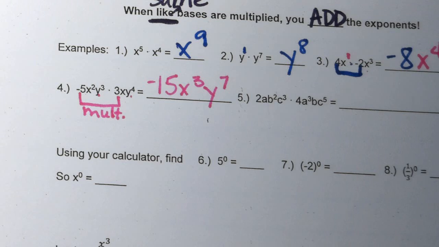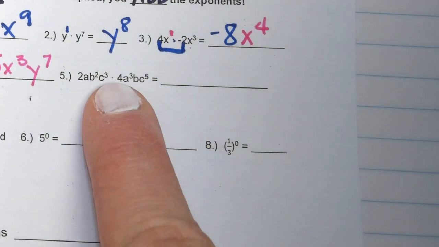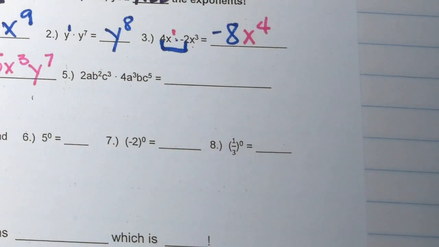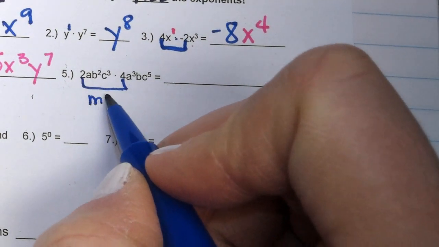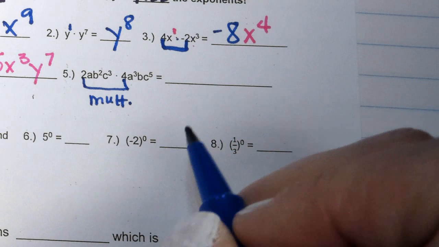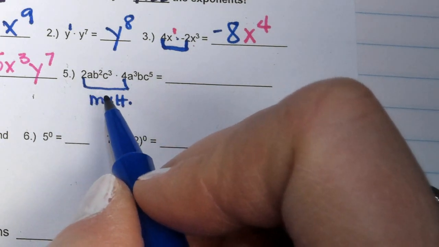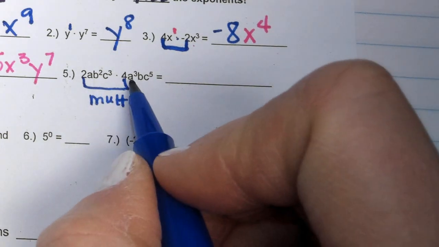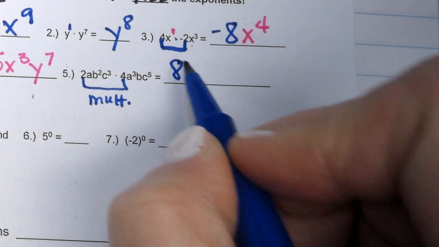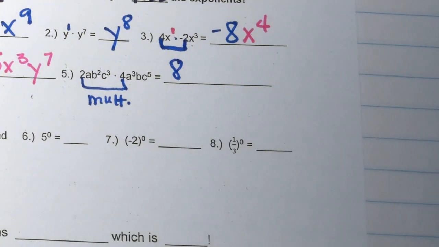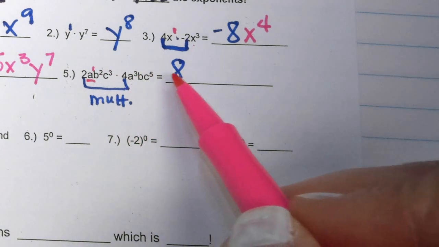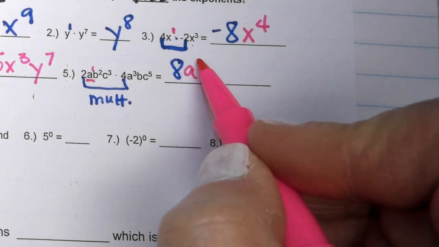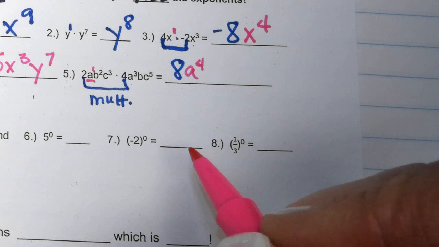Okay, number 5, we're still multiplying here. That's what that dot means. Hard to see, but that's what we're doing. We're going to multiply those coefficients in the front there. We have a 2 and a 4. 2 times 4 is 8. Then we have a to the 1st times a to the 3rd. Add those exponents. A to the 4th.